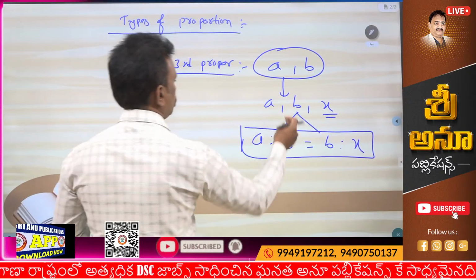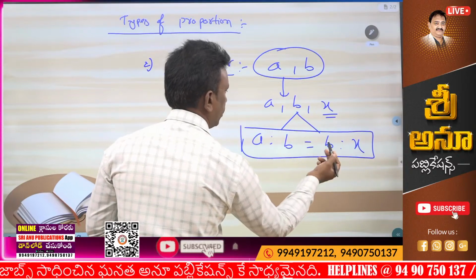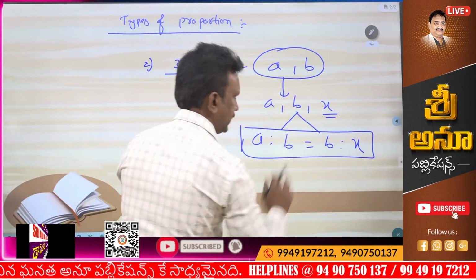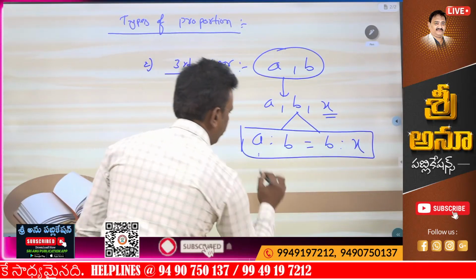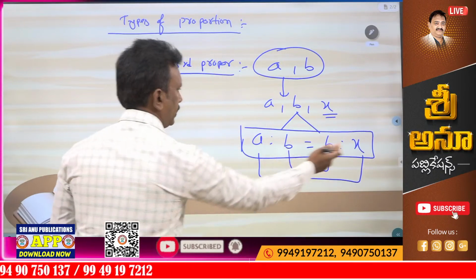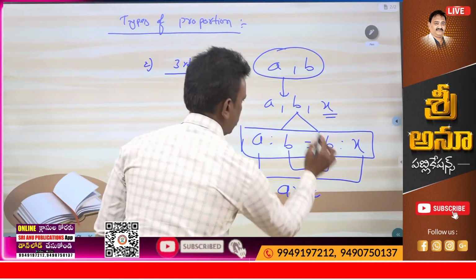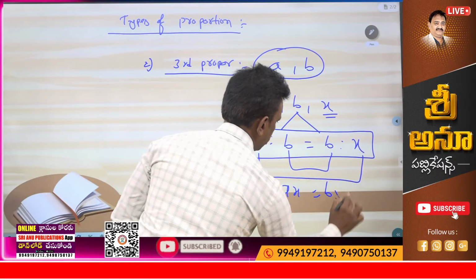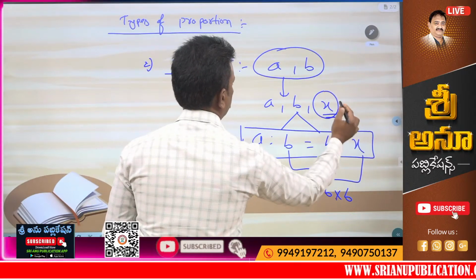So split into two ratios, A is to B. B is a common variable in both the first ratio and the second ratio. A is to B equal to B is to X. And after that we follow product of extremes equal to product of means. Product of extremes, A into X. AX is equal to product of means, B into B. So our target is X, the third proportional.